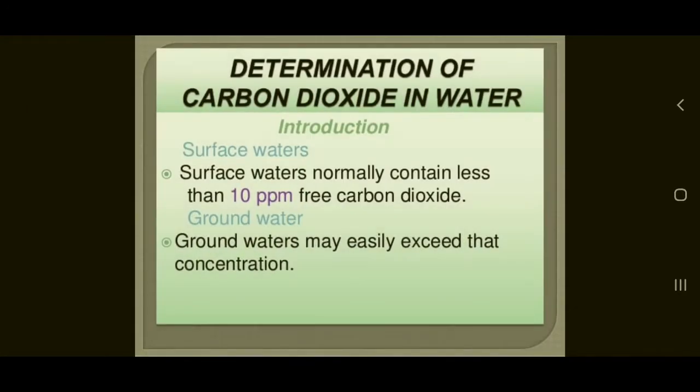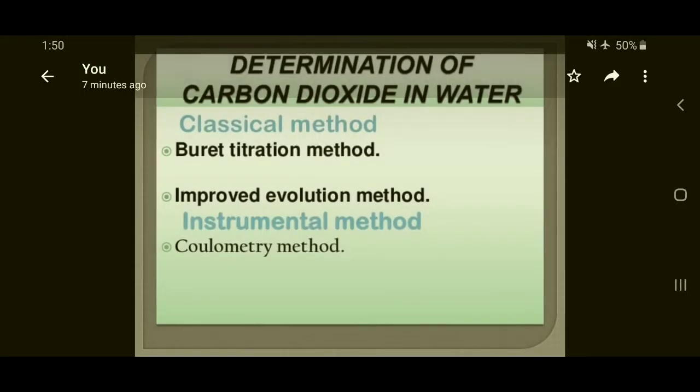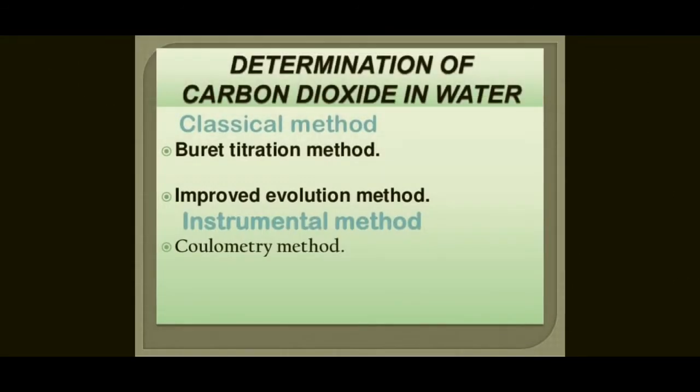Practical session: determination of carbon dioxide in water. Students, today we discuss the practical, determination of carbon dioxide in water. Surface water normally contains less than 10 ppm free carbon dioxide, while groundwater can easily reach higher concentrations. The classical method for carbon dioxide in water is the burette titration method.